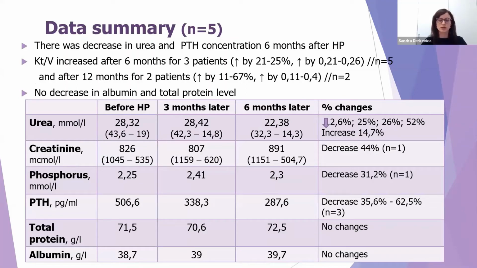To summarize our data of 5 patients who received hemoperfusion, we see that there was a decrease in urea and PTH concentration 6 months after starting hemoperfusion. KTV increase we noticed for 3 patients after 6 months, and after 12 months for the remaining 2 patients. There was no decrease in albumin and total protein level, and no significant change in creatinine and phosphorus concentration.